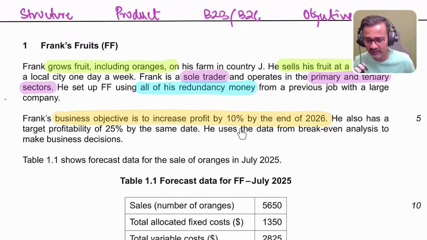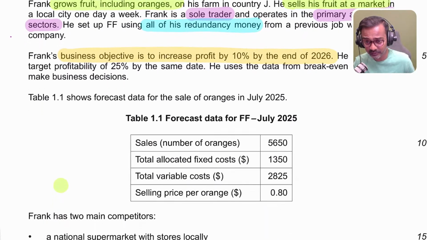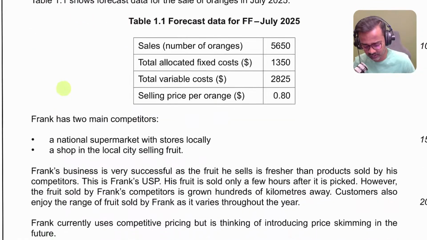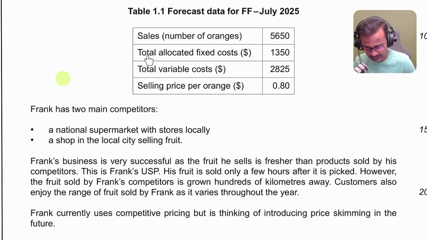Okay. He uses the data from break-even analysis to make business decisions. Table 1.1 shows forecast data for the sales of oranges in July 2025. And since we know we are expecting a question on break-even, that question will have information such as fixed cost, variable cost, selling price. So when we get to that question, we will get into all of this.